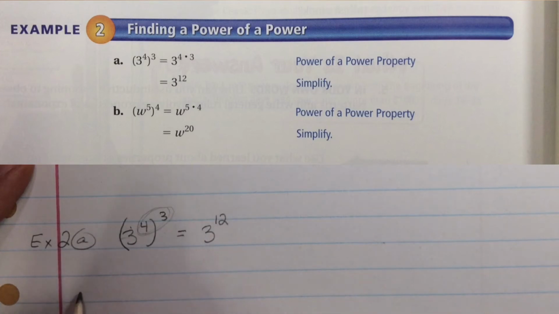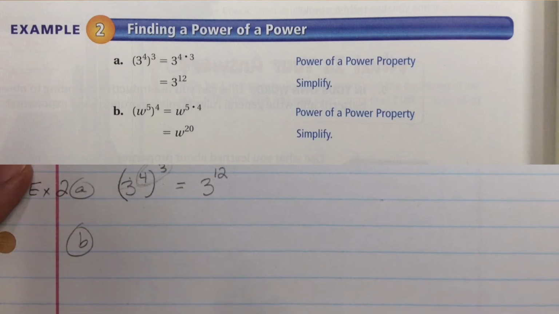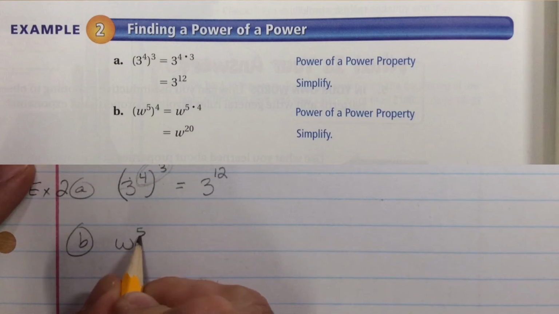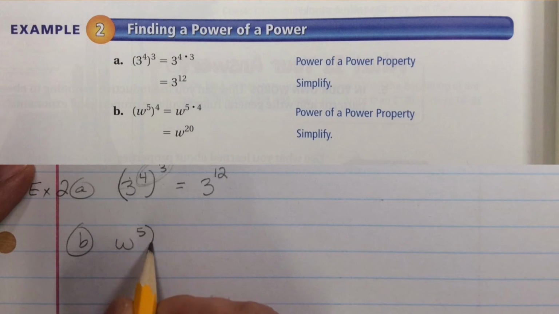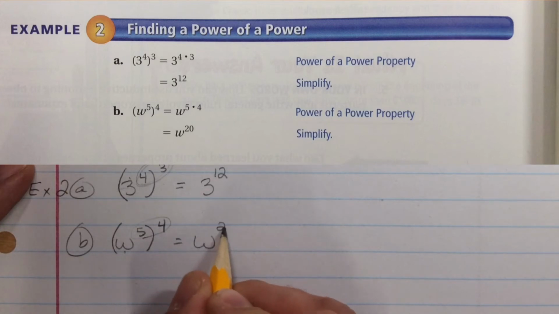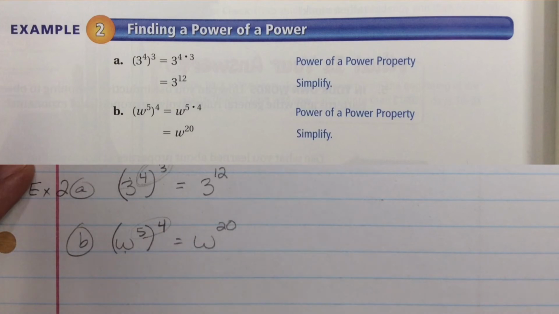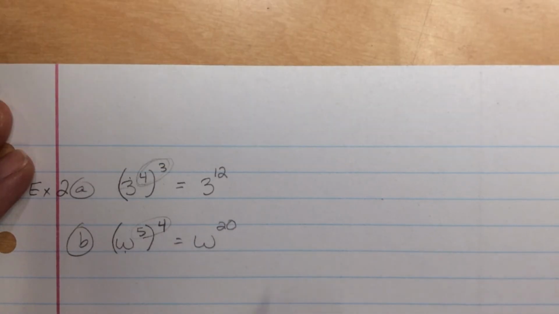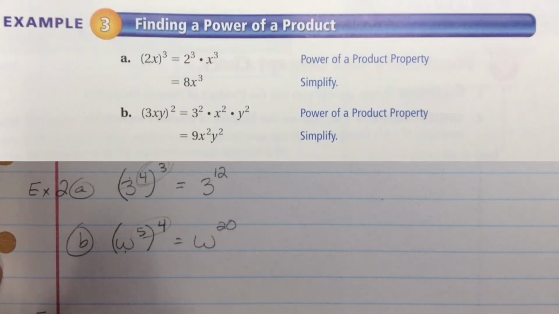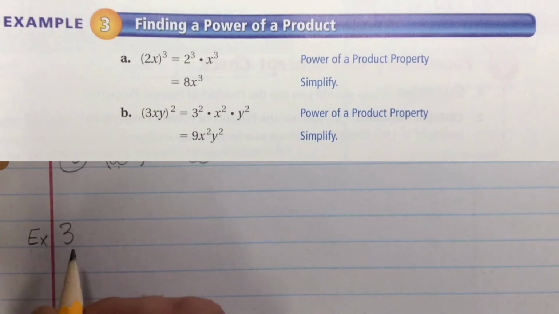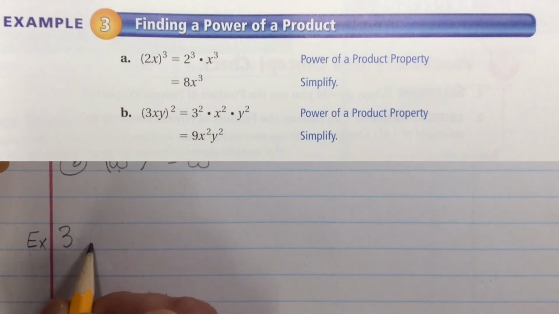So now they give us an example with variables. Makes it a little more abstract for us, but not a big deal. And w to the 5th power to the 4th power, we multiply these two, and we would get w to the 20th power. Okay? Or we could write out all of our w's and see that that's what it would be. Finally, for example 3, we're talking about finding a power of a product.